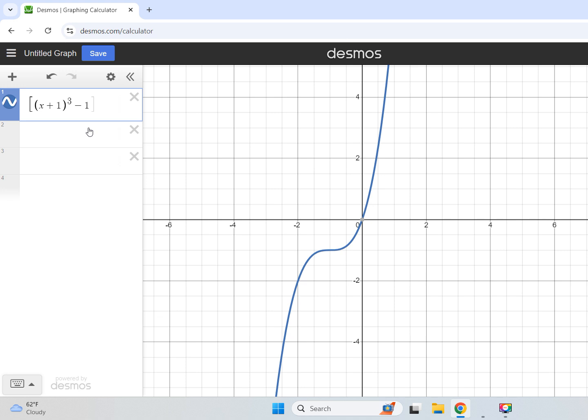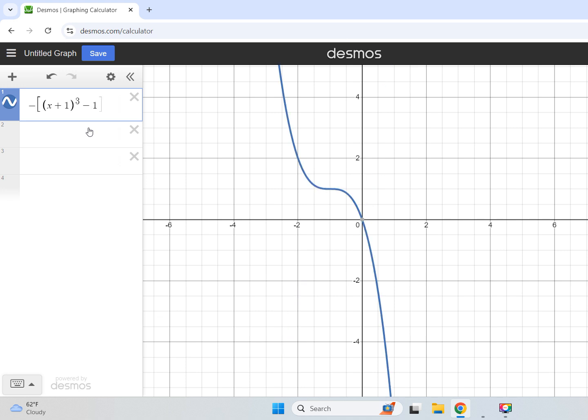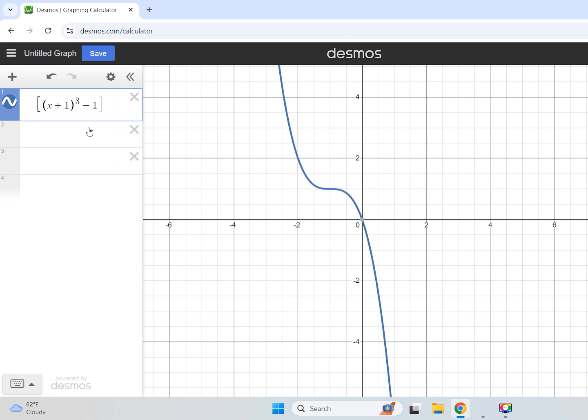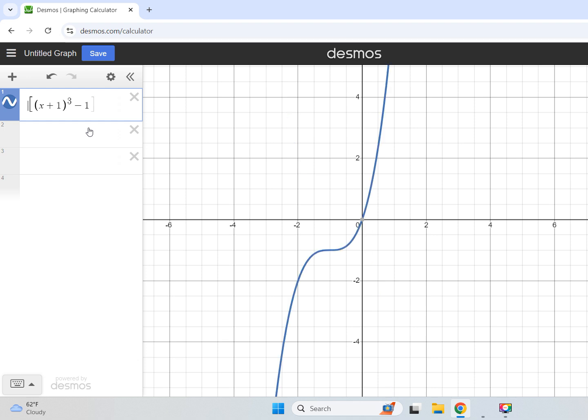Okay, now pay attention. I'm going to throw that negative in. Boom. Take the negative out. Boom. Throw it back in. Take it out. Throw it in. Okay, watch what's happening. We're flipping everything about the x-axis.